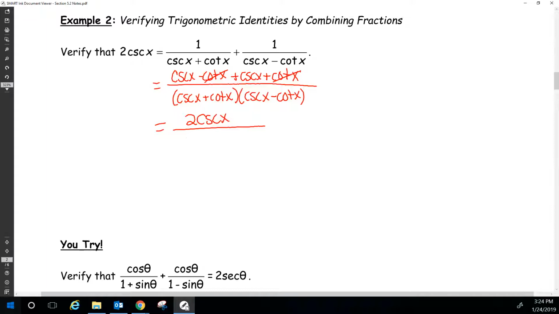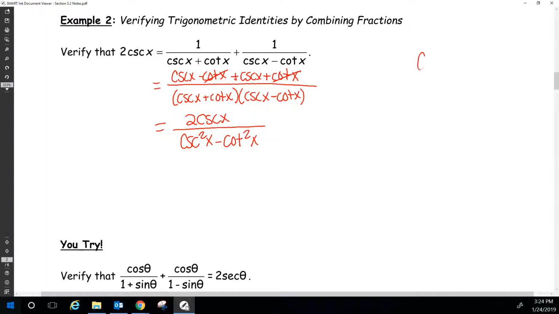Cosecant times cosecant is cosecant squared x. And then I've got cotangent cosecant x, and the negative cotangent cosecant x. And the positive and the negative cancel each other out. That's why we love conjugates. And then cotangent x times negative cotangent x would be negative cotangent squared x.